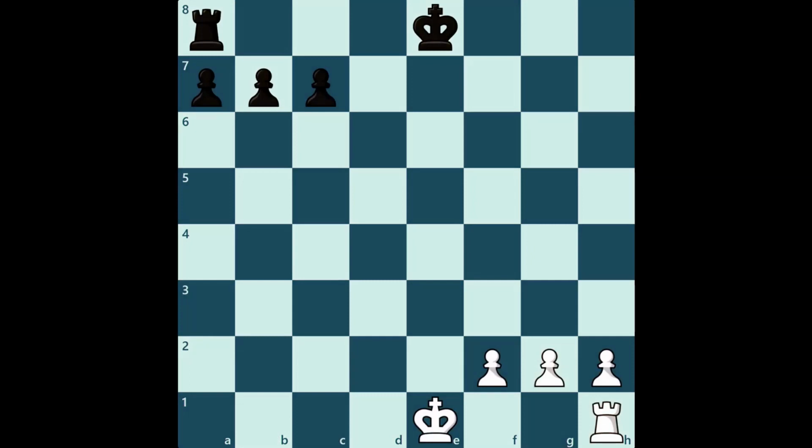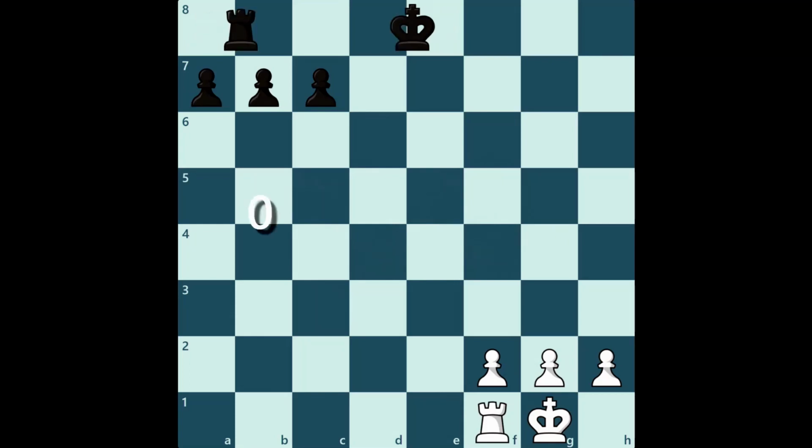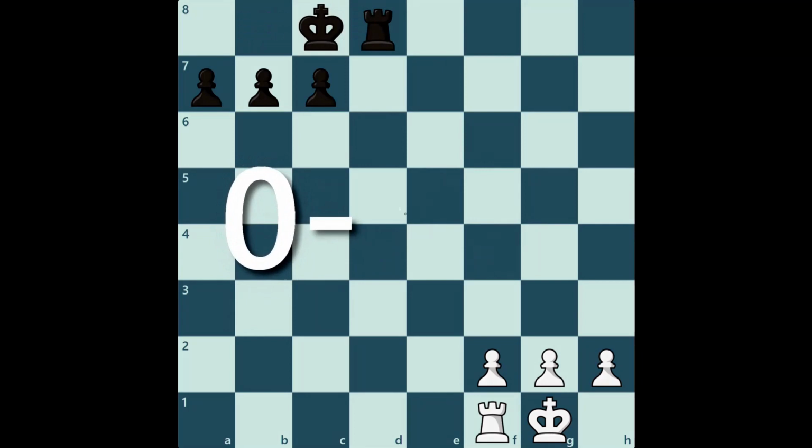What is the notation for castling? It depends on if you castle kingside or queenside. In this position, let's say white castles kingside. The way you would write it is 0-0. If black now castles queenside, we would add 1 more 0. So it would be 0-0-0.